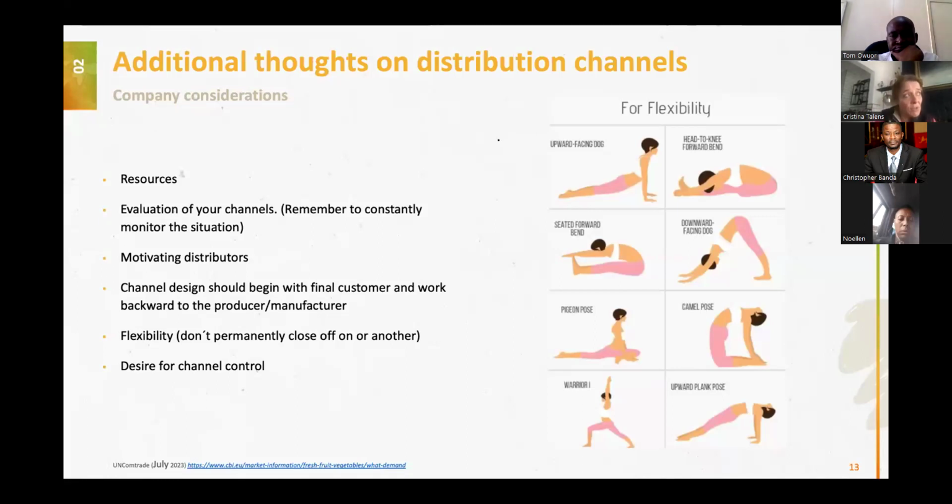Think about motivating distributors. Okay, when it comes to international supply chains, and perhaps regional supply chains as well, distributors want to get the best price for your product, but also they want to make some money on your product. So you have to think about margins that are fair for the service that they provide.